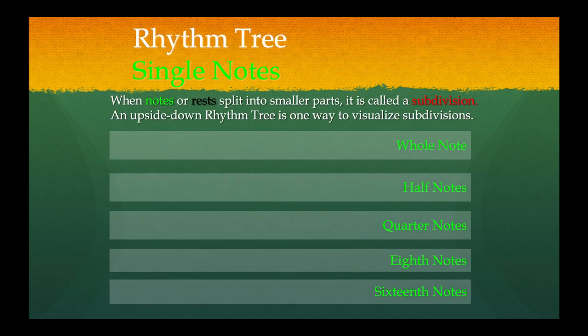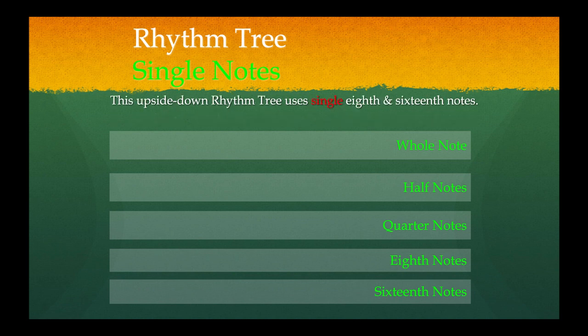When notes or rests split into smaller parts, it is called a subdivision. An upside-down rhythm tree is one way to visualize subdivisions. This upside-down rhythm tree uses single eighth notes and single 16th notes.